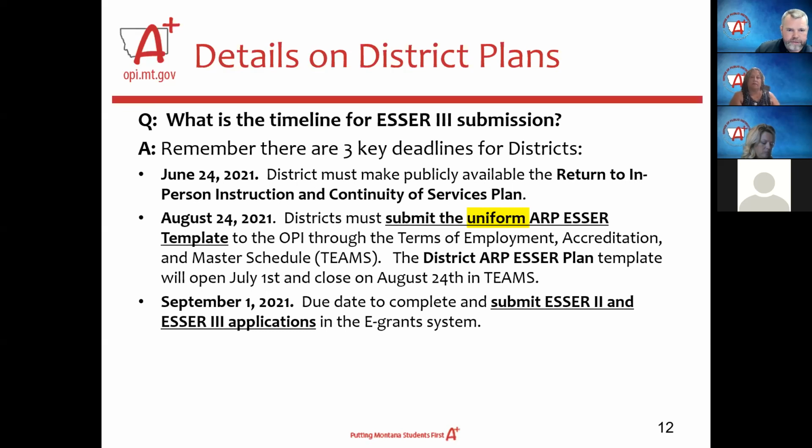And as I mentioned earlier, that template is going to be available on the 1st of July. And then the third major deadline is September 1st, and that is actually when both the ESSER2 and the ESSER3 applications are due in the eGrant system.